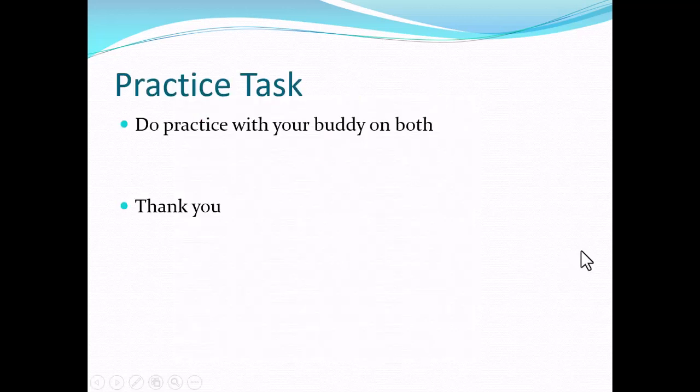So here is a practice. Practice with your pair, with your buddy, with your colleague, and after that you will get good sentences. By using all of these, you will become very proficient in using English.